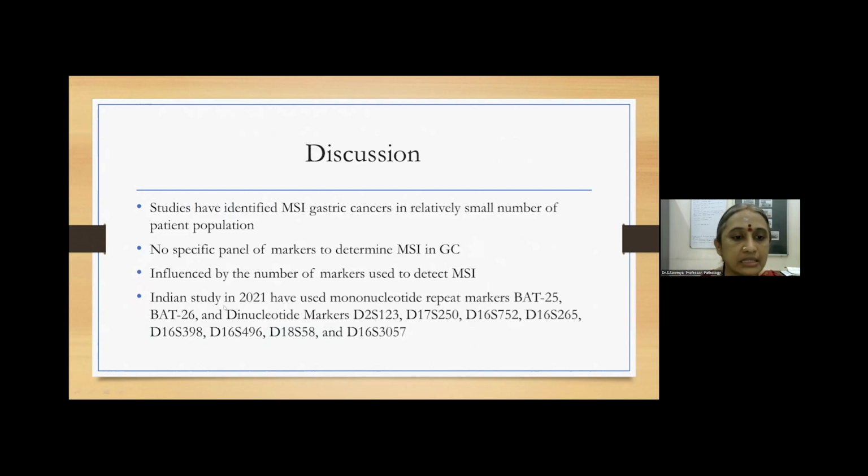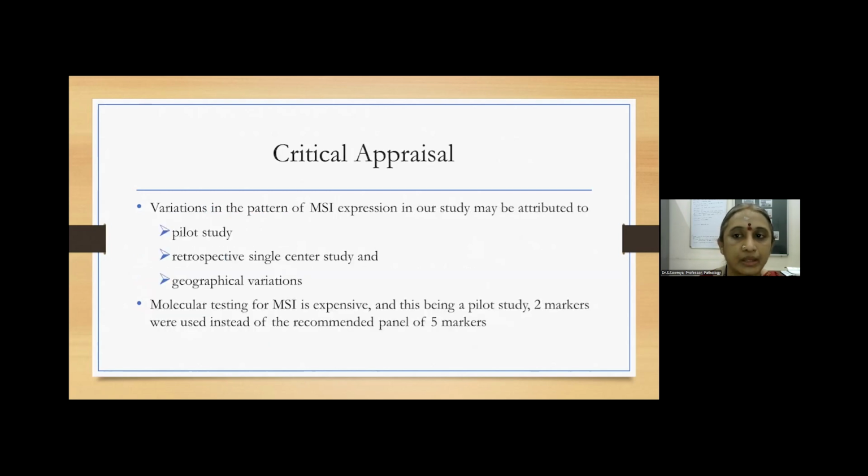One of the Indian studies conducted in 2021 by Chakrabarti et al. used nearly 10 markers in gastric carcinomas to detect the microsatellite instability status. So it says that the number of markers is truly influencing the detection of microsatellite instability status. So critically appraising our study, we could say that the variations in the pattern of MSI expression in our study may be attributed to it being a pilot study, and only a retrospective single center study was carried out, and there may be geographical variations as observed in the previous studies.